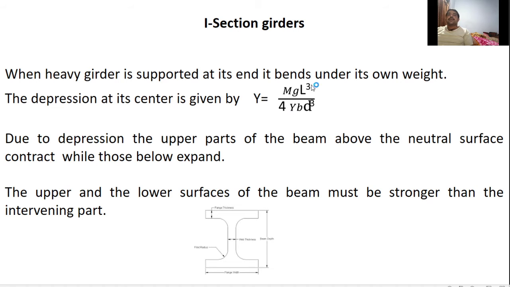It means that as the length of the beam or girder increases, the depression in the beam also increases. If there is a decrease in Young's modulus of the material, that increases the depression in the beam. In the same way, if you decrease the breadth or the thickness of the material, that increases the depression of the beam, and vice versa.